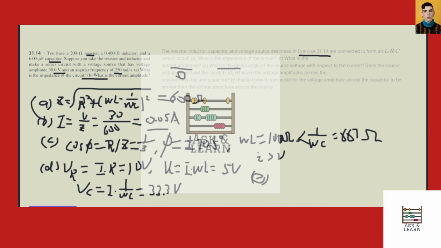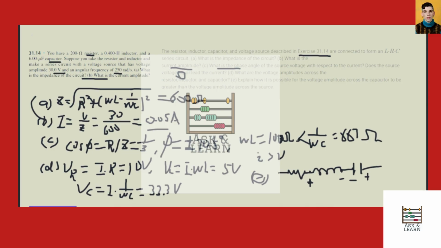And for part E, explain how it's possible for the voltage amplitude across the capacitor to be greater than the voltage amplitude across the source. This is actually possible in the RLC circuit because we have the R, the L, and the C in the circuit. If the potential is higher on one side of the capacitor, then it is lower on the other side, and the same applies to the other components.